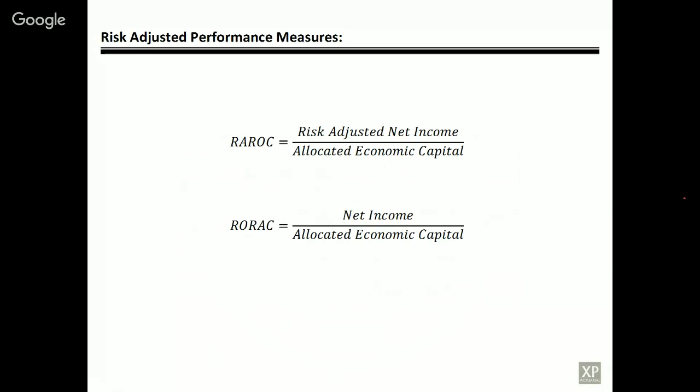Next up, we have risk-adjusted performance measures. The first of them is the risk-adjusted return on capital, or RAROC. And that is equal to risk-adjusted net income divided by allocated economic capital. The second is the return on risk-adjusted capital, or ROROC, which is equal to net income over allocated economic capital. You'll want to memorize these because it's likely that they'll give you the risk-adjusted net income and ask you to calculate the RAROC and ROROC for different companies.